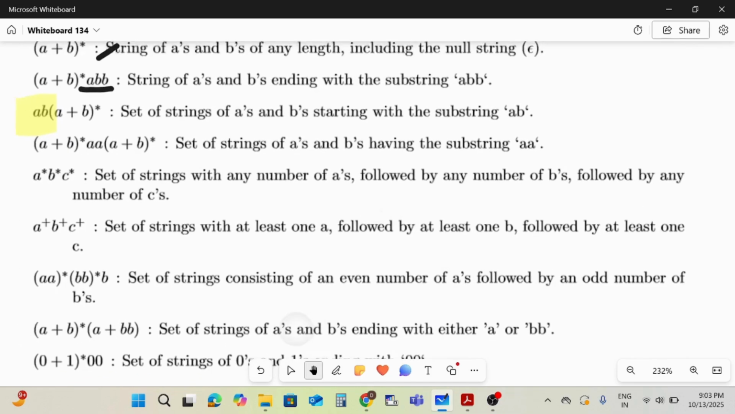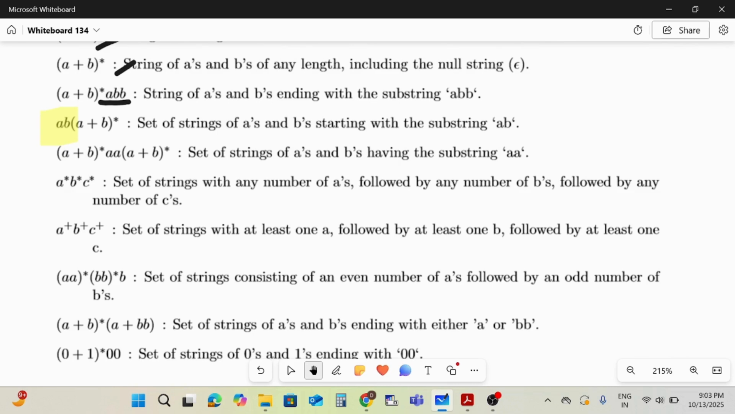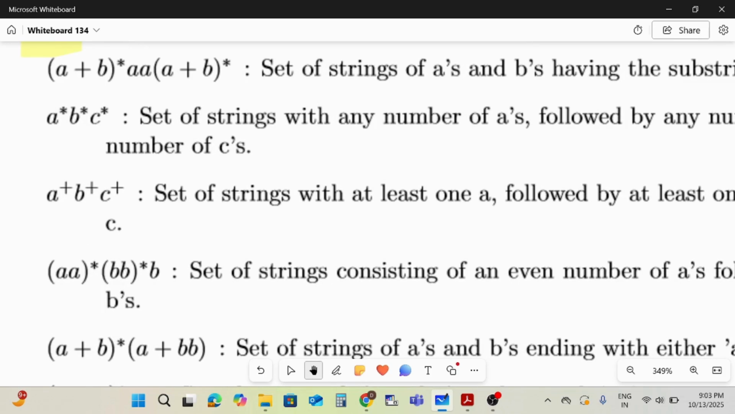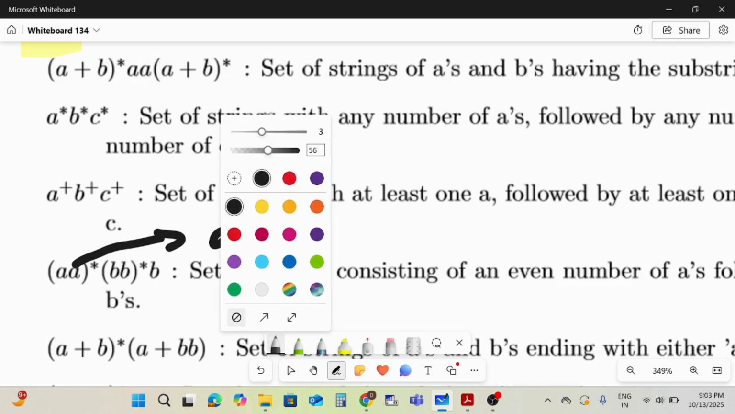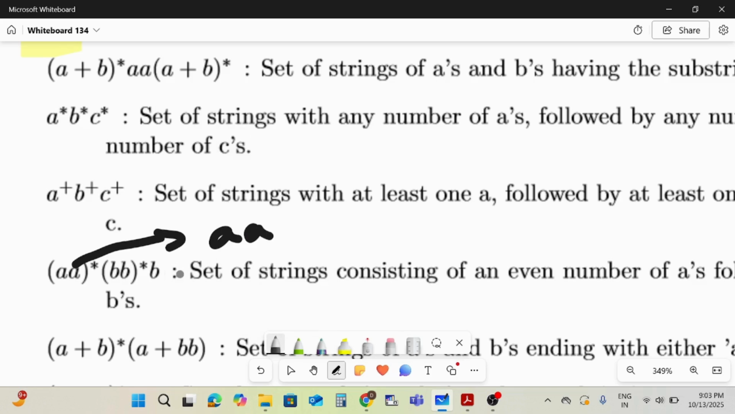Similarly, a set of strings consisting of an even number of A's followed by an odd number of B's. An even number of A's means (AA) the whole star. Here, there is one thing that we need to understand. For an even number of A's, we should always be able to generate strings in this sort. With the first rule, it will generate like this. So first it will be generating AA in the first iteration.